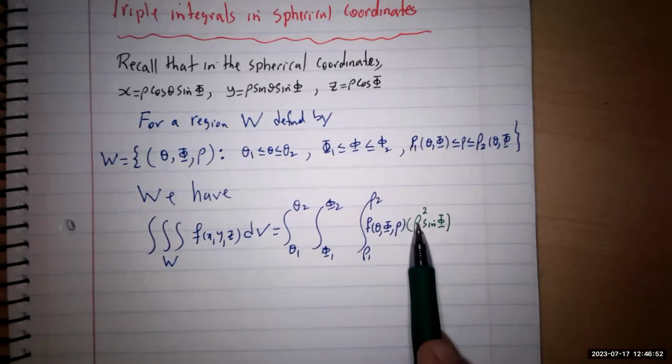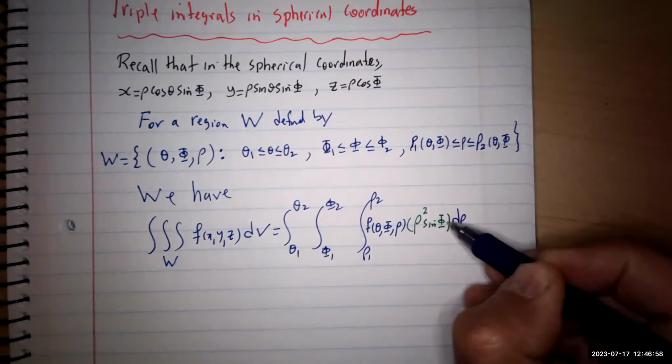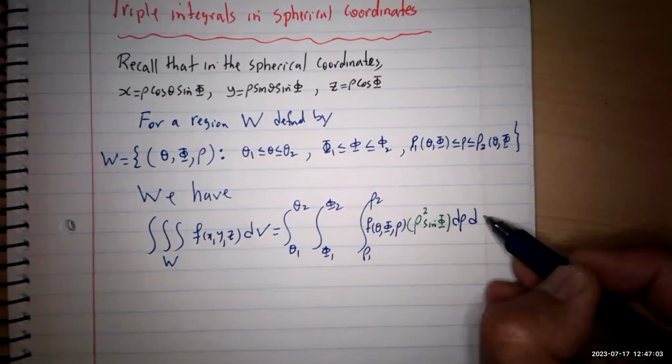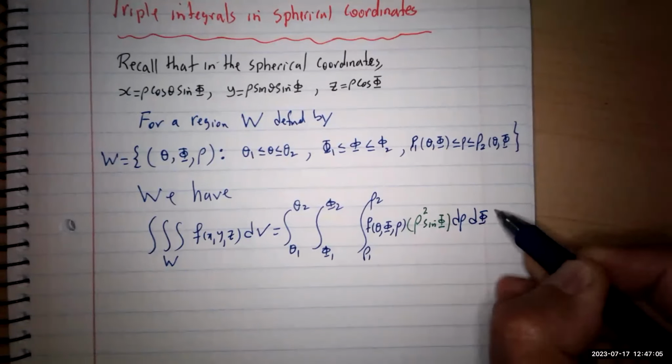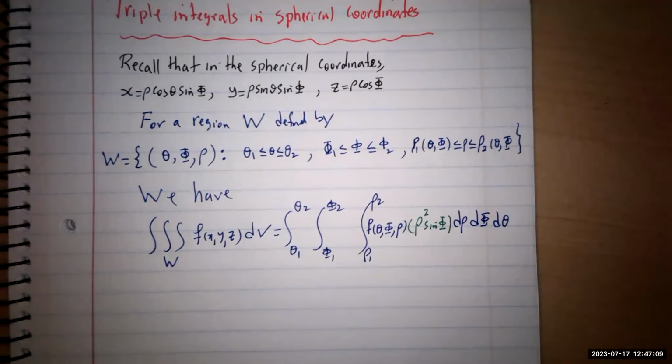It's going to be rho squared sine of phi. Then you integrate with respect to rho first, as we write it down here. Then we integrate with respect to phi, and at the end, we integrate with respect to theta. That's it. That is the triple integral in spherical form.